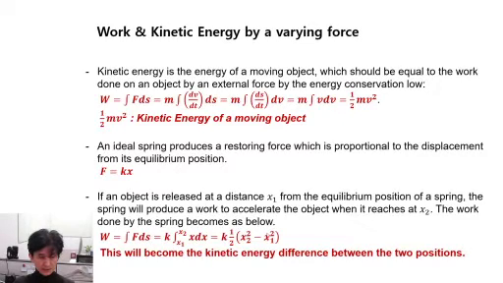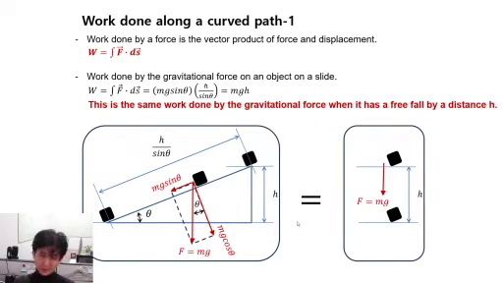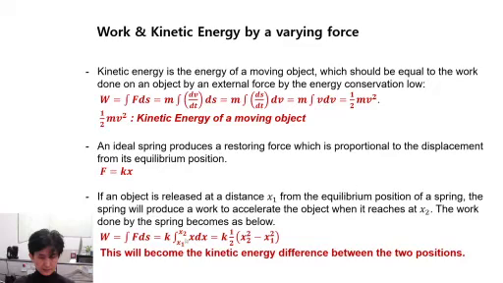So this is an important property of a spring related to the work done by the spring. That is the formal explanation about the work done by a spring, and this will be equal to the kinetic energy difference between two positions, because the work by a force on an object of mass m will produce a kinetic energy.